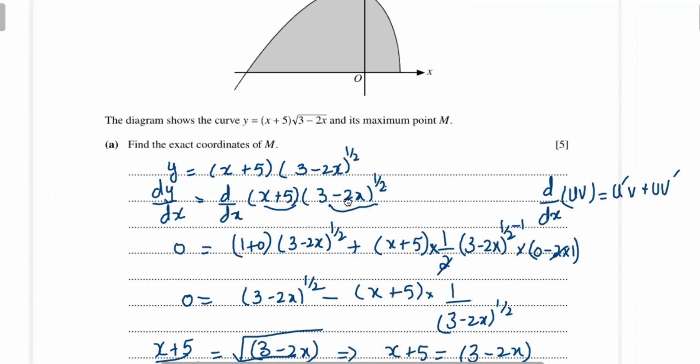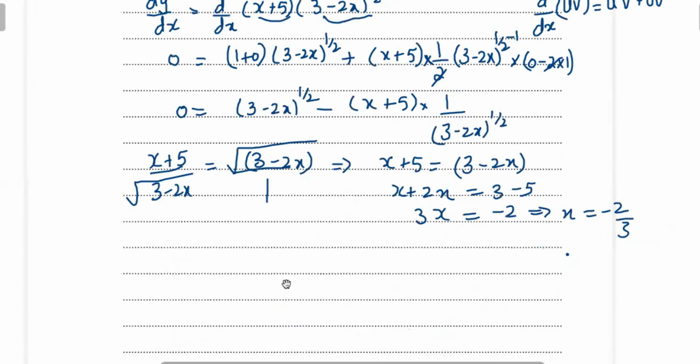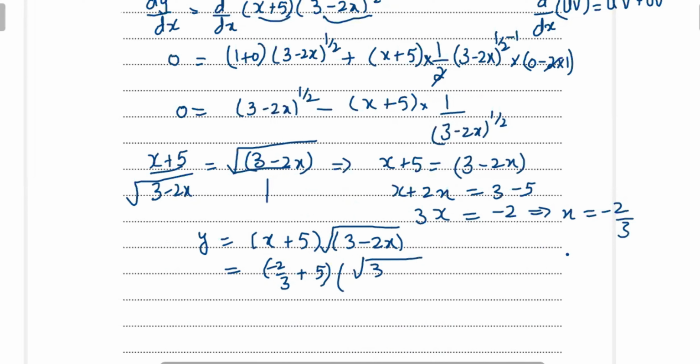To find the value of y, the y-coordinate, we'll substitute the value of x in this equation. Now put this value here. Now we can write y equal to x plus 5 into the square root of 3 minus 2x, and we put the value x equal to minus 2 over 3: minus 2 over 3 plus 5 into the square root of 3 minus 2 into minus 2 over 3. Now we can write it as minus 2 over 3 plus 5, that becomes 13 over 3, into the square root of 3 plus 4 over 3.